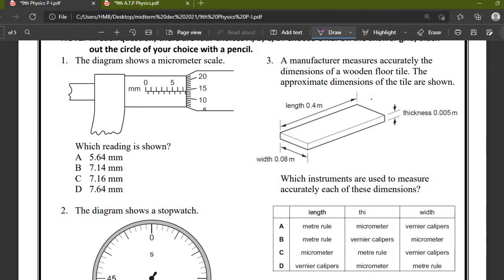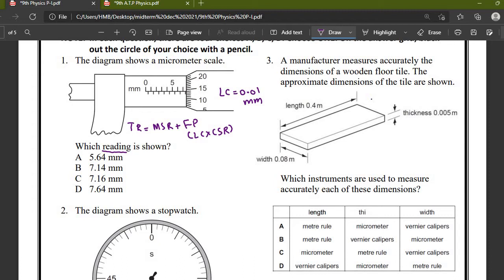The diagram shows a micrometer screw gauge and we have to find the total reading. We know that total reading is equal to main scale reading plus fractional part, and this fractional part is equal to least count multiplied by circular scale reading. The least count of this screw gauge is 0.01 millimeters.